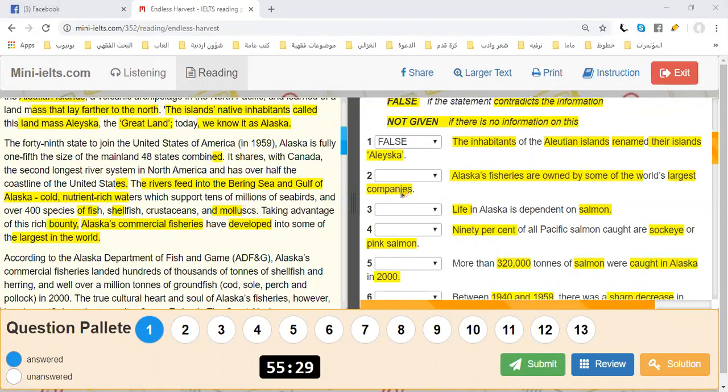What do you think? Fatima said true. Ayman? Mustafa said true. Ayman, what do you think? And Ahmed?